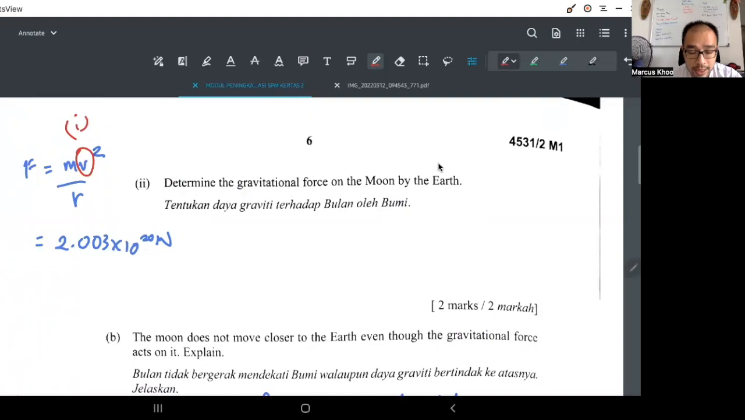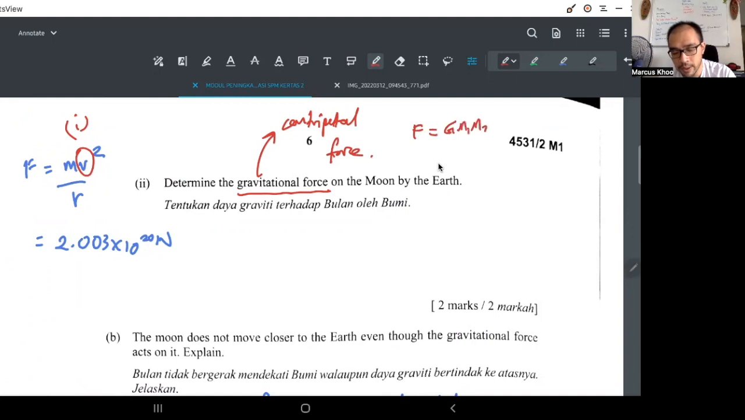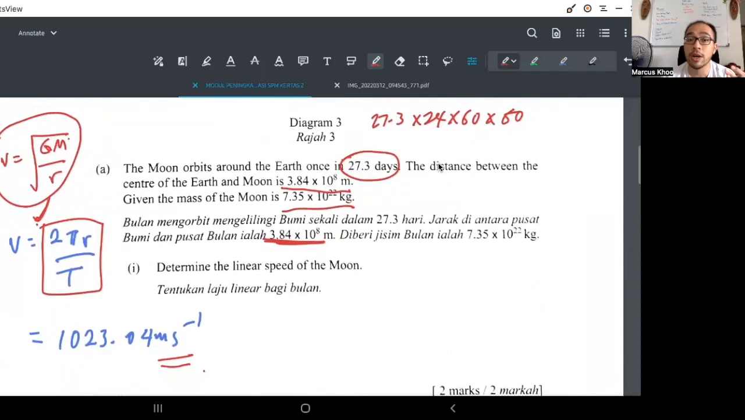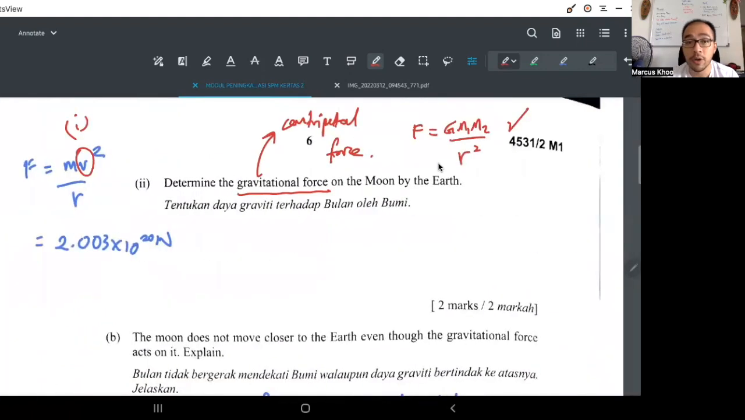Okay, so this is a tricky question because you need to understand that the gravitational force on the moon by the earth is also known as the centripetal force. If you want to say the gravitational force between the two objects, people will always think of this formula, F equals G m1 m2 over r squared. But the problem is you are not given the mass of the earth here, you're only given the mass of the moon. If you are given the mass of the earth, then you can use this. You will get the exact same value.